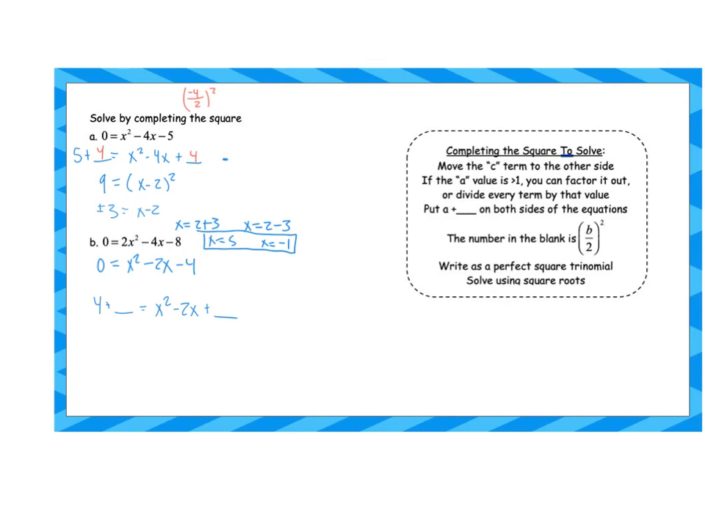The number that goes in the blank: negative 2 divided by 2 is negative 1, and negative 1 squared is 1. So that leaves me with 5. This is going to factor into x minus 1 squared. I can square root both sides. So I'm going to get plus or minus the square root of 5 is equal to x minus 1. So my solutions would be 1 plus or minus the square root of 5.